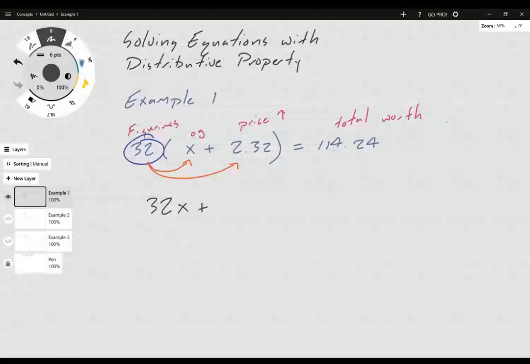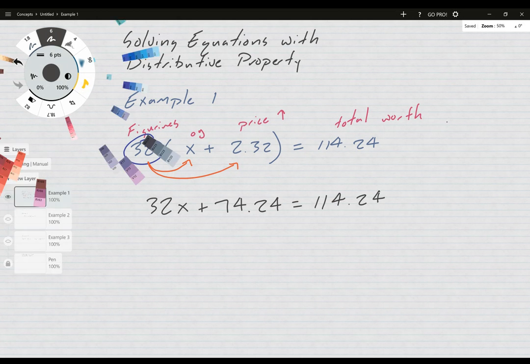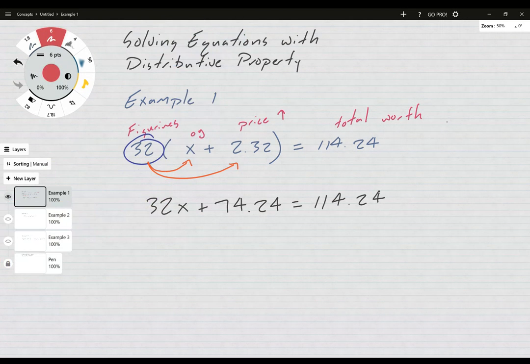Now I have 32 multiplied by $2.32. So 32 multiplied by $2.32 is $74.24. And that's still going to equal $114.24. Now this looks familiar to our previous lesson of solving two-step equations. I have my variable term, my constant term, and my total amount. Now I'm just going to be using my inverse operations to find the original amount.